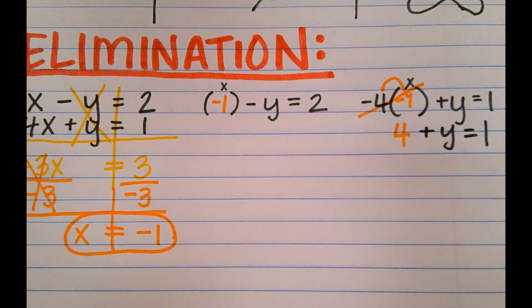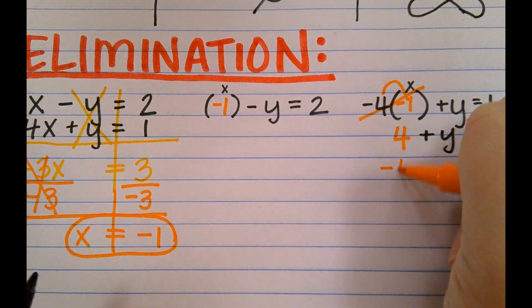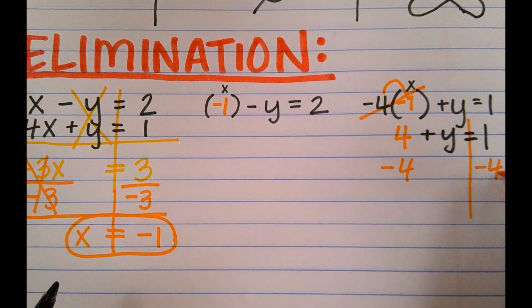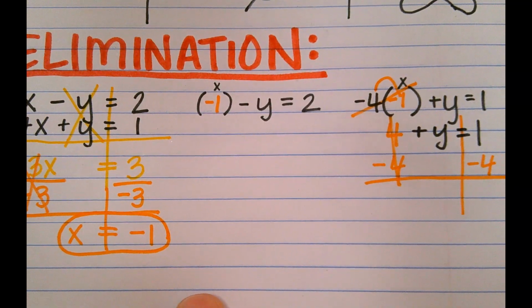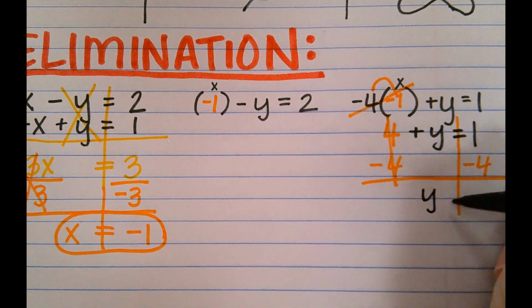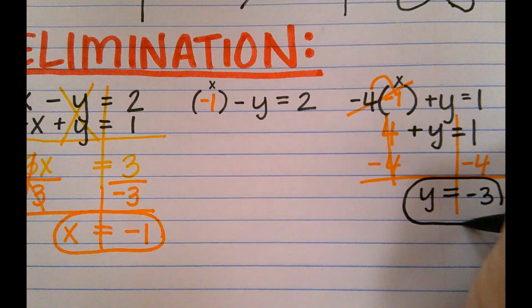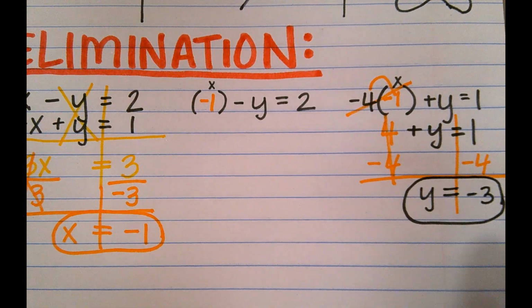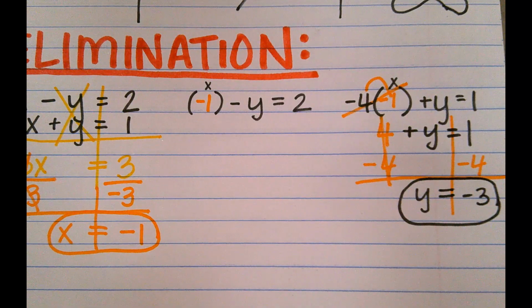And I'm still trying to solve for y. Subtract 4. Good. We'll subtract 4 on both sides. Y equals negative 3. Perfect. Y equals 1 minus 4. That is negative 3. Okay, so we got negative 3 for y when I used the second equation. Let's make sure we get the same thing when we do the first equation.